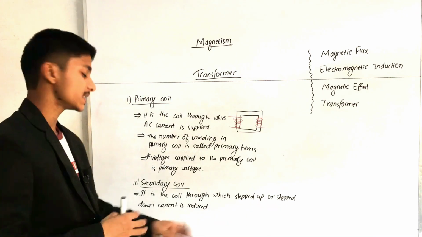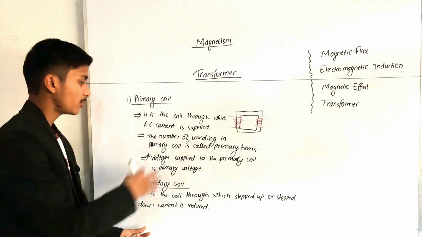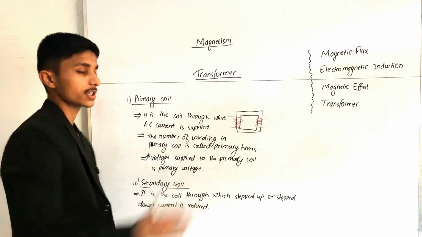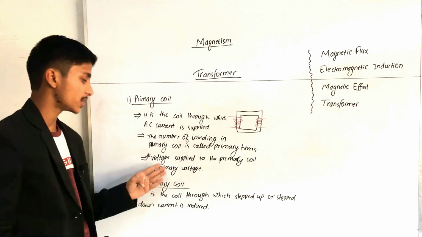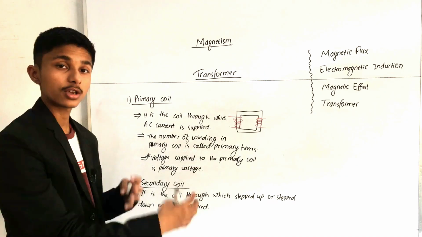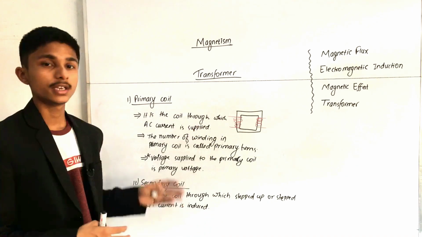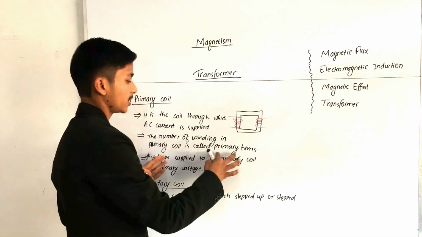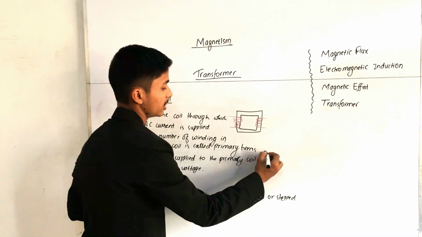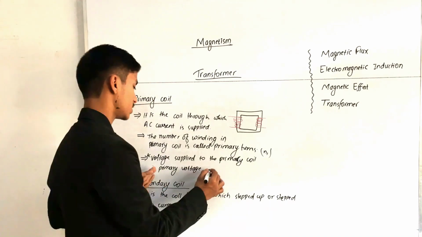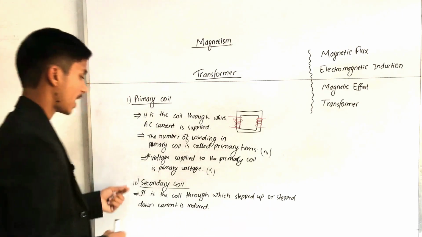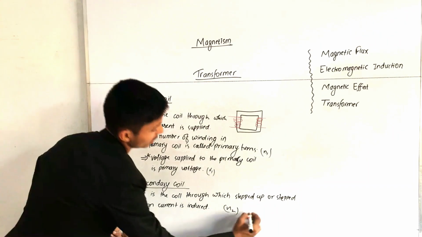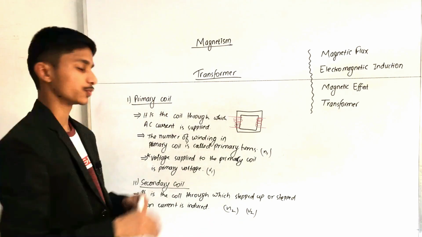The number of windings in the secondary coil is called secondary turns, and the AC voltage which is obtained, not supplied, from the secondary coil is called secondary voltage. The number of primary turns is represented by N1, and this voltage is represented by V1. The number of secondary turns is represented by N2, and secondary voltage is represented by V2.